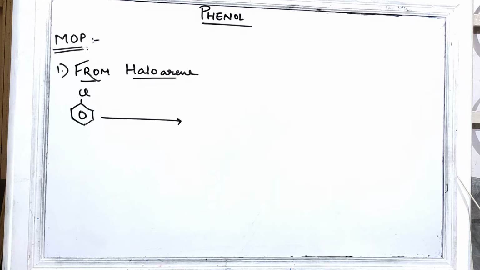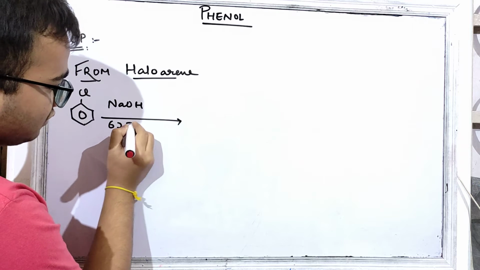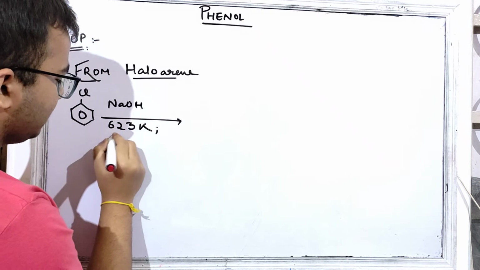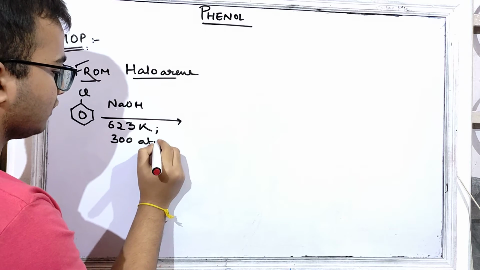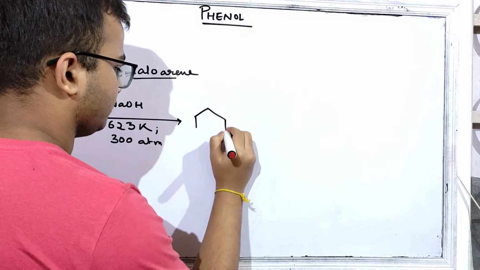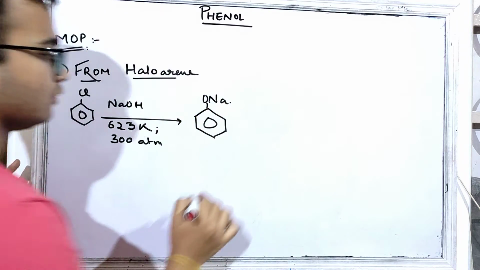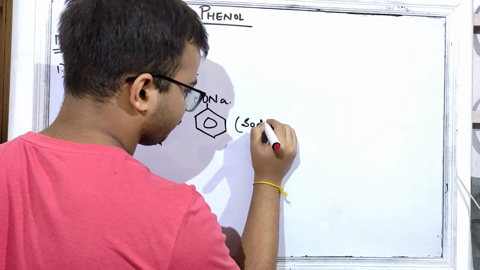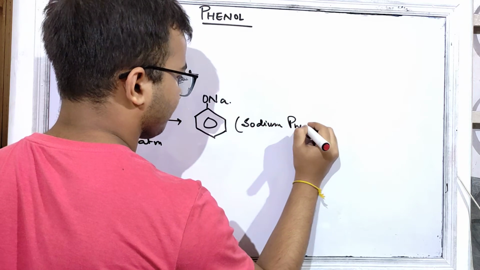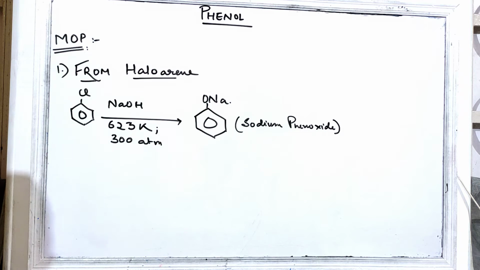We are going to treat it with sodium hydroxide, NaOH, at 623 Kelvin. Remember the conditions, and at 300 atmosphere of pressure. And we get a compound called sodium phenoxide, which looks like this, ONa. This is called sodium phenoxide. We treat chlorobenzene with sodium hydroxide at 623 Kelvin temperature and 300 atmosphere pressure, and we get sodium phenoxide.